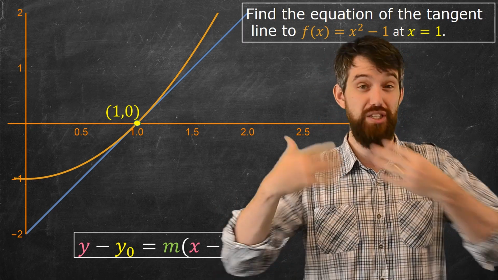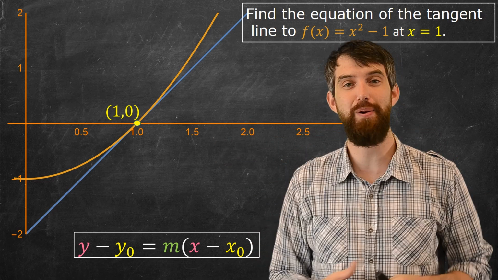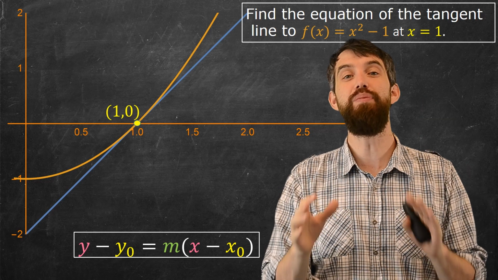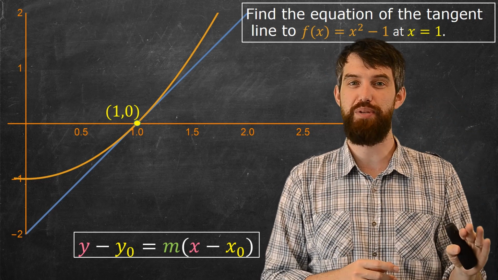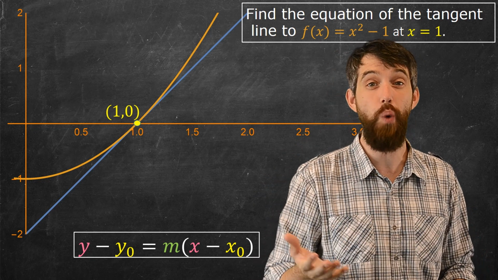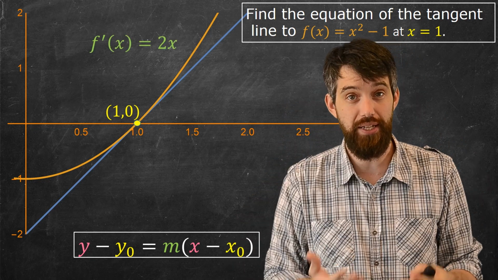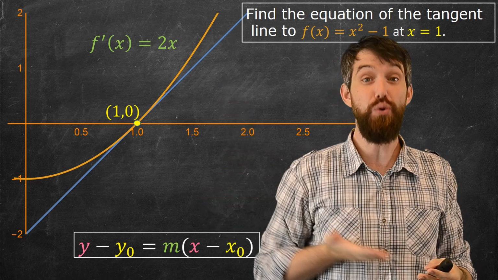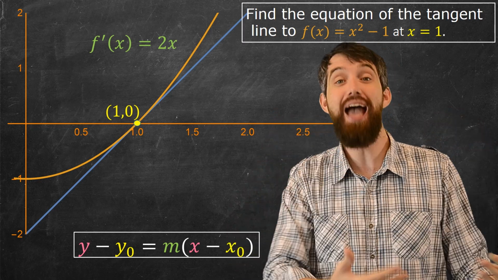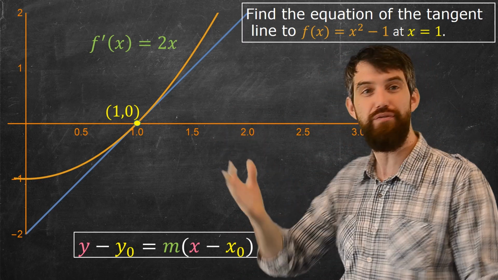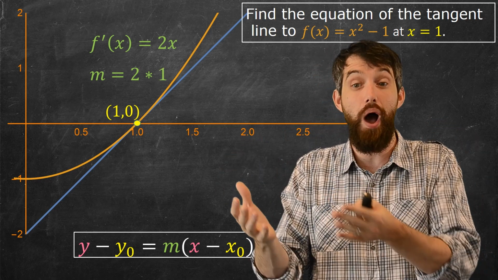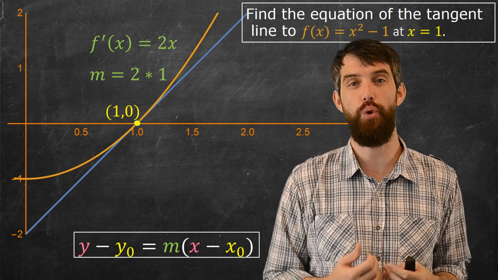Now, I want to figure out what the slope is. I've got the point, I need to figure out the slope. Well, the slope of a tangent line is the same thing as the derivative of the function at that particular point. So if this equation here is f of x equal to x squared minus 1, its derivative is going to be 2x. At every value of x, you're going to have a different slope, but we're asking, what is the slope at the value of x equal to 1? So I'm just going to plug x equal to 1 into the derivative, and what I get is that m is equal to 2 times 1, as we're doing this at x equal to 1.